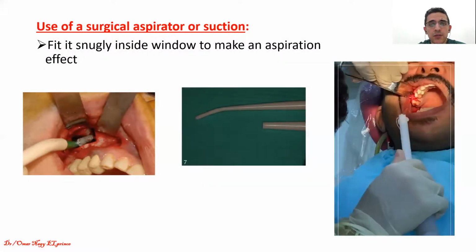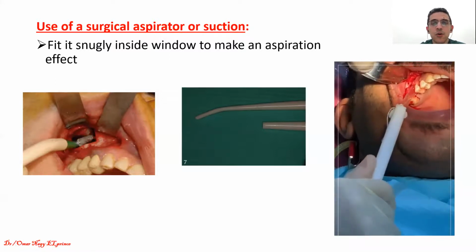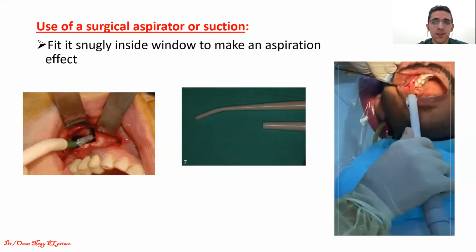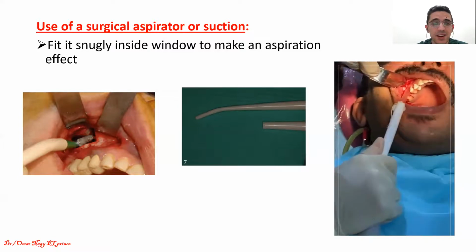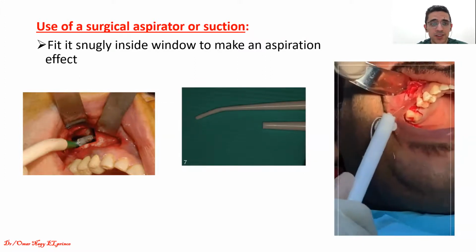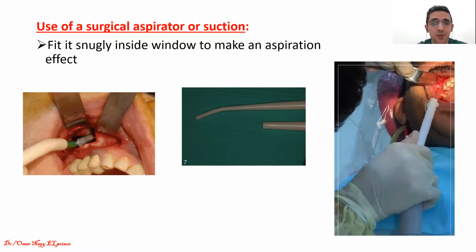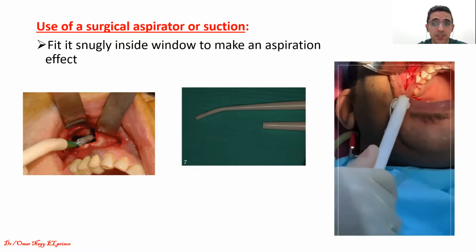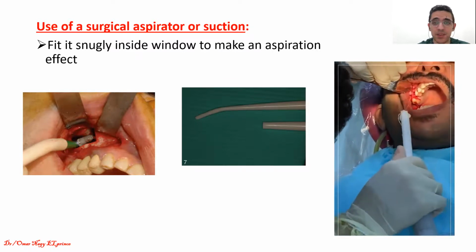Another thing that you can use is the surgical aspirator or the high suction. Whenever I've been called to retrieve an implant from the maxillary sinus, the first thing I ask is, do you have a high suction? Do you have a surgical aspirator? Because the surgical aspirator creates a negative pressure inside the maxillary sinus, which will allow you to withdraw the implant itself.